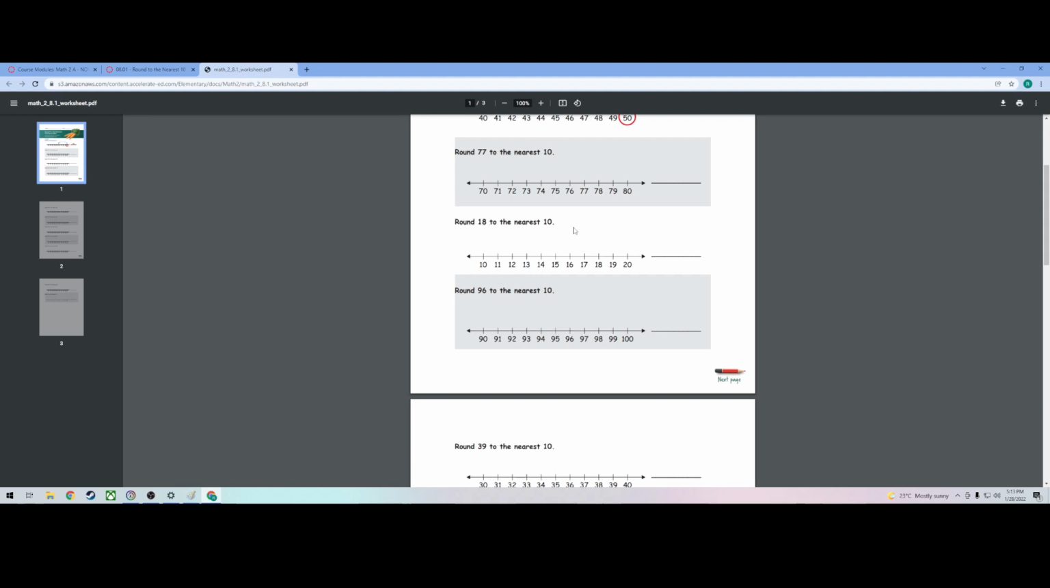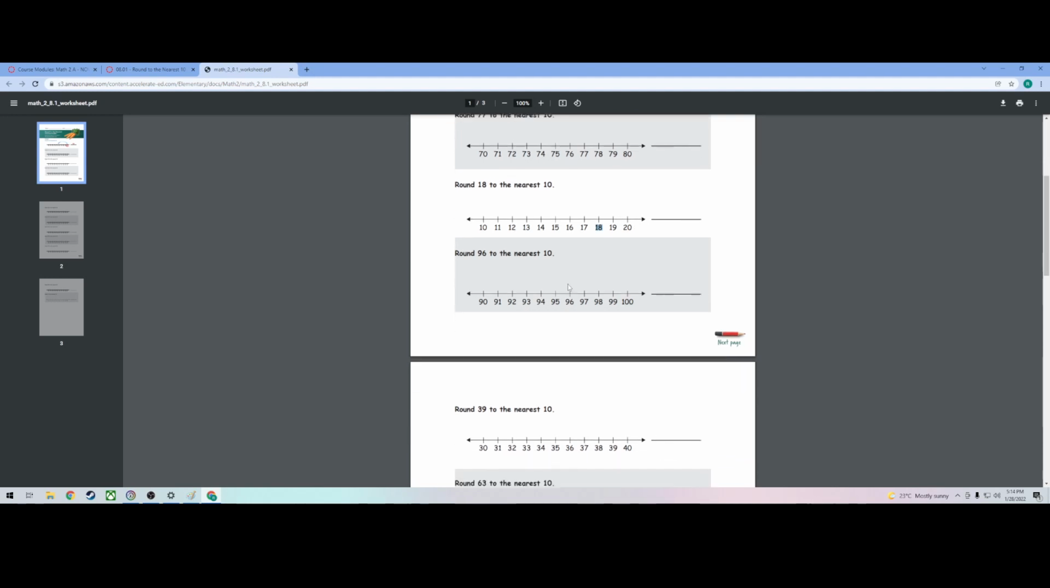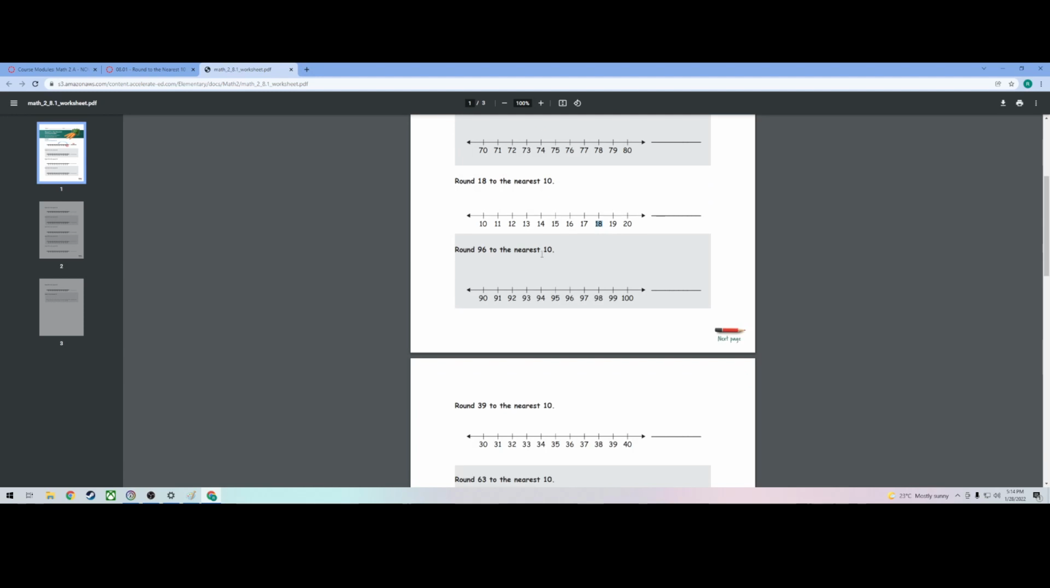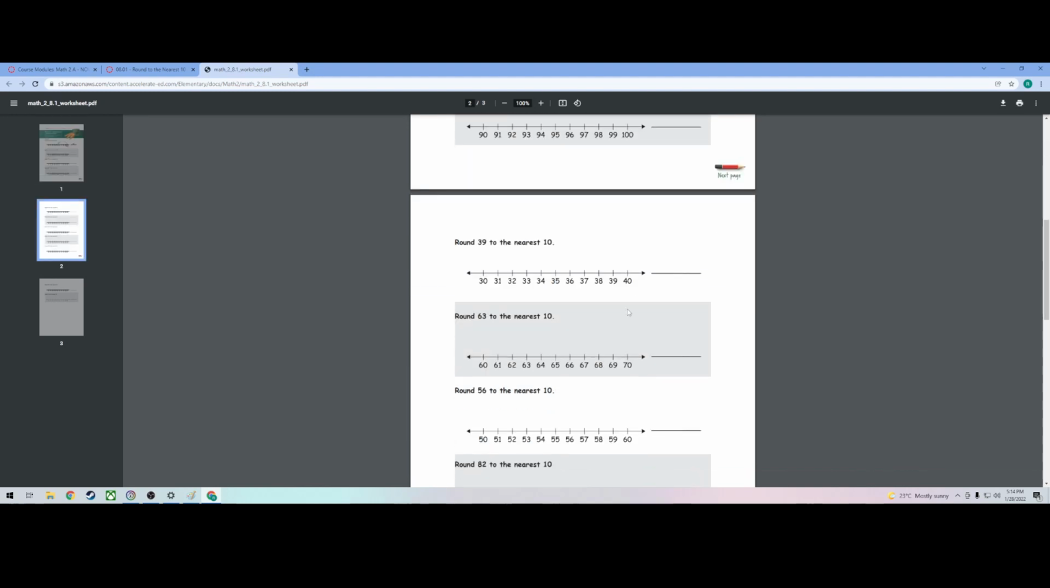Round 18 to the nearest 10. Where is 18? Here. How to round it to the nearest 10? It comes between 10 and 20. Which one is nearest? 20. So to round 18, the answer is 20. Round 96 to the nearest 10. 96 is here. It comes between 90 and 100. So the nearest 10 is 100, because when I add 10 to 90, it equals 100. 1, 2, 3, 4. The answer is 100.